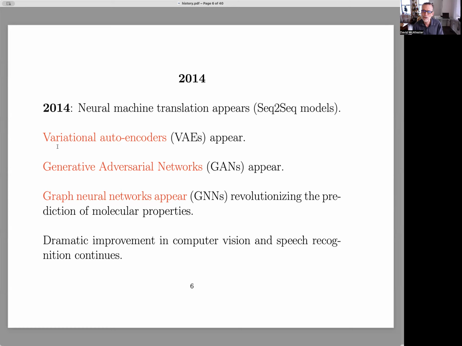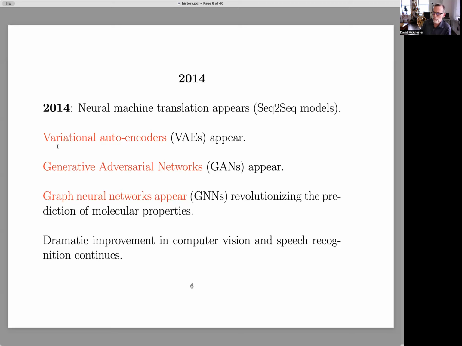A lot happened in 2014. Variational autoencoders are introduced. This remains a central method in machine learning. Diffusion models are a version of variational autoencoders. Generative adversarial networks appear, GANs. GANs are a huge development. They remain significant, although of somewhat declining importance. We'll certainly spend a lot of time talking about GANs.